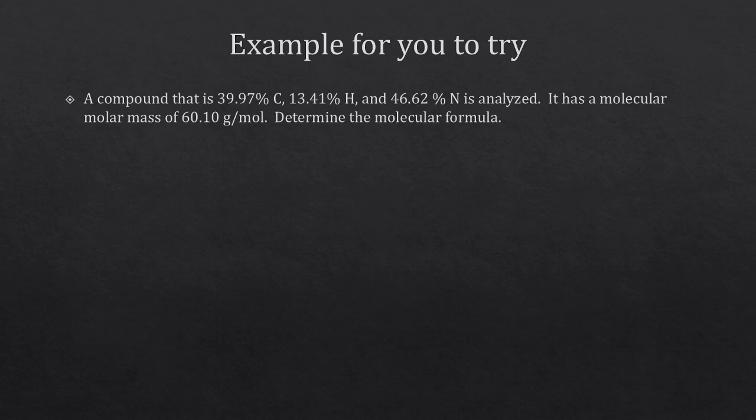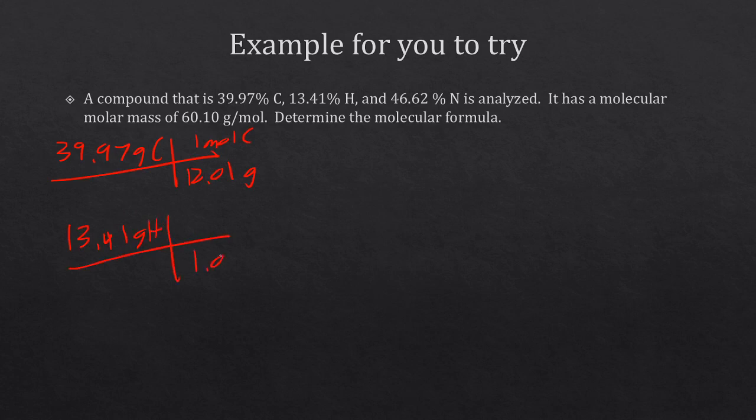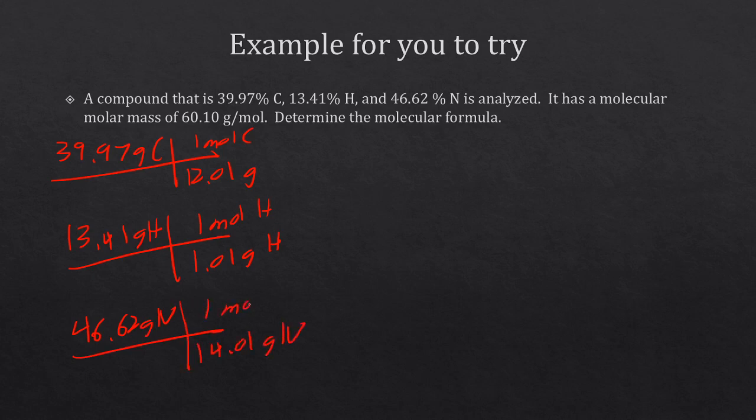So let's take a look. Step one of any of these problems is to find the empirical formula first. We have 39.97 grams of carbon, and its molar mass is 12.01 grams per 1 mole of carbon. We also have 13.41 grams of hydrogen. Every 1.01 grams of hydrogen is 1 mole of hydrogen. We then have 46.62 grams of nitrogen, and every 14.01 grams of nitrogen is 1 mole of nitrogen.